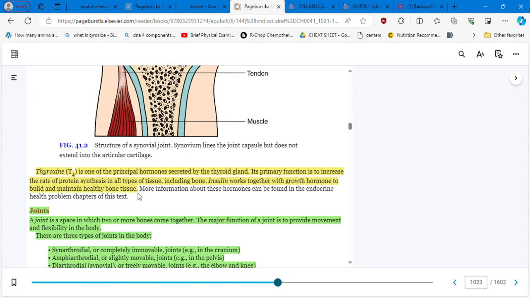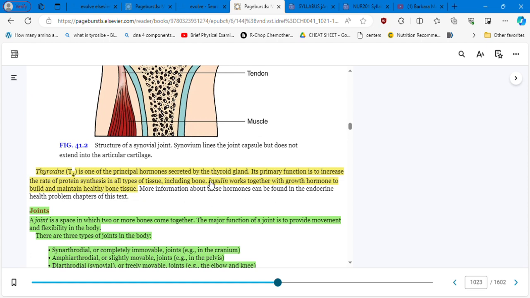Let me review this again. Thyroxine T4 is one of the principal hormones secreted by the thyroid gland. Its primary function is to increase the rate of protein synthesis in all types of tissue, including bone. Now, insulin works together with growth hormone to build and maintain healthy bone tissue.